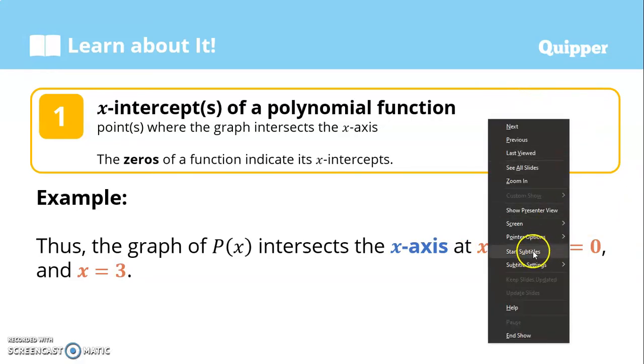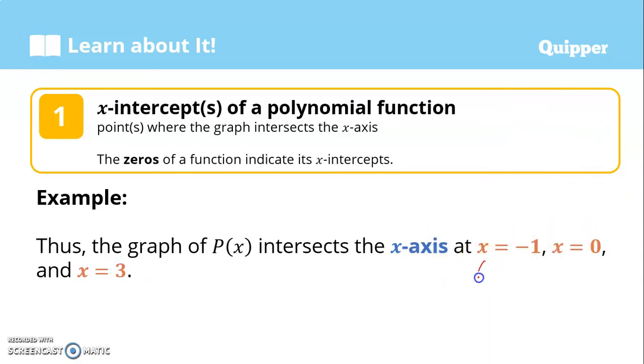Sulat ko muna, ha? Kung sa graph yan, yung x niya ay -1, tapos yung y niya ay 0. When x equals 0, that's (0, 0). 0 ang y, 0 din ang x. When x equals 3, then yung x is 3, and then yung y is 0. xy kasi yung coordinates, ha? So, these are the points in the coordinate plane wherein yung graph ng p of x ay magkukross ng x-axis. Kaya tinawag na x-intercept.